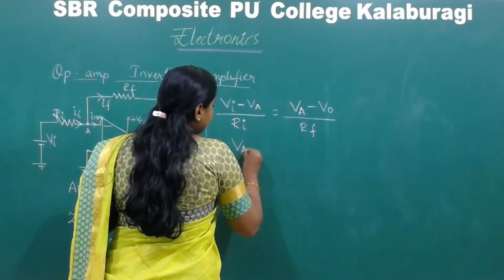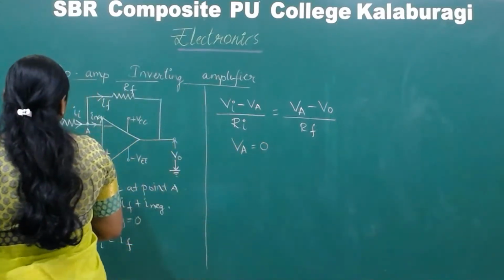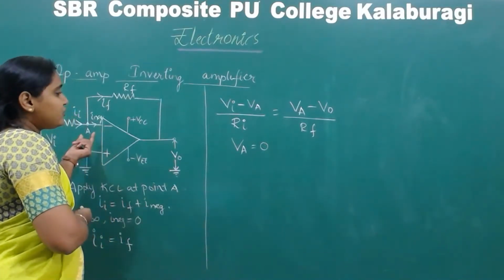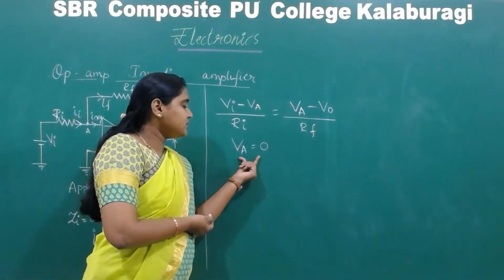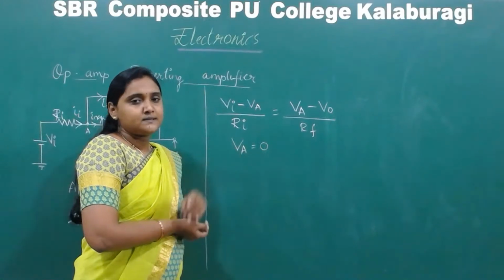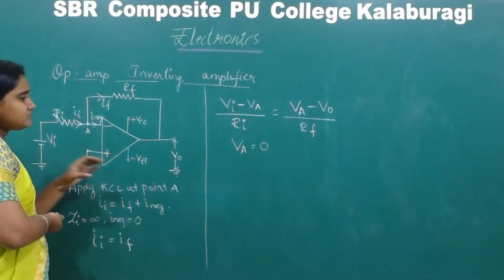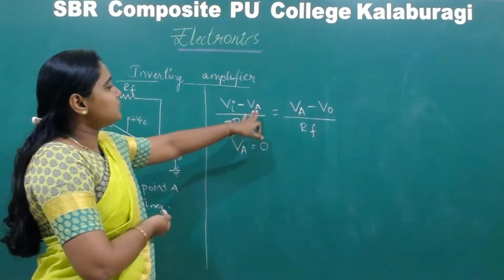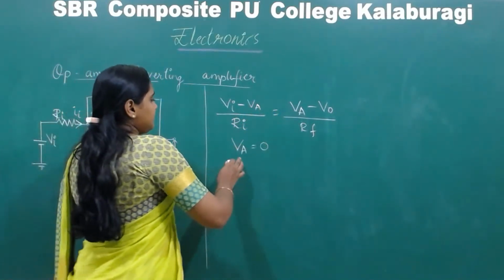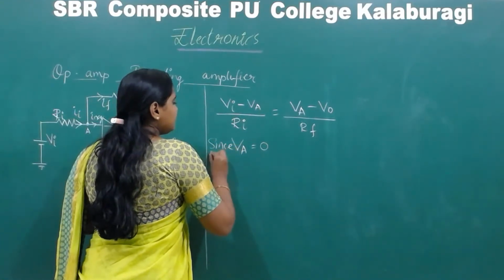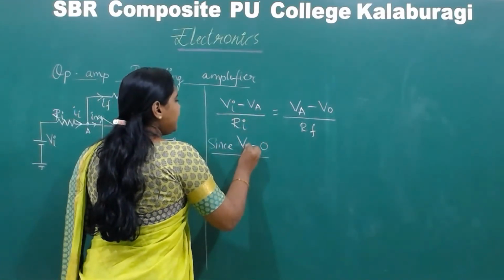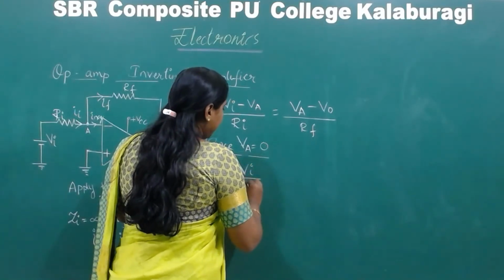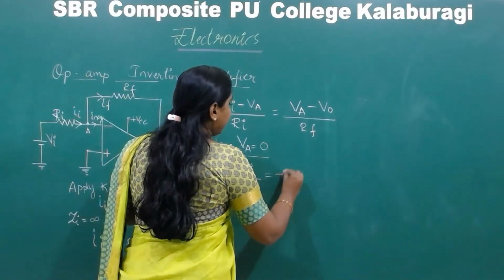Now, Va is equal to 0. Why is Va equal to 0? Because the current flowing there is 0. Okay, that is one of the reasons, and also the reason for this is the virtual ground concept. The concept of virtual ground is going to make this Va equal to 0. Okay. Details about the virtual ground concept I will be explaining next. Now we have to substitute Va equal to 0 in these expressions. Since Va is equal to 0, what happens now? Vi by Ri is equal to minus of V0 by Rf.